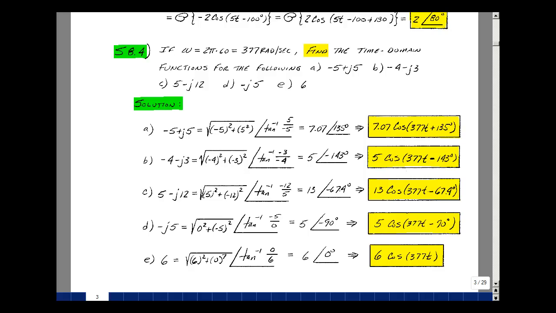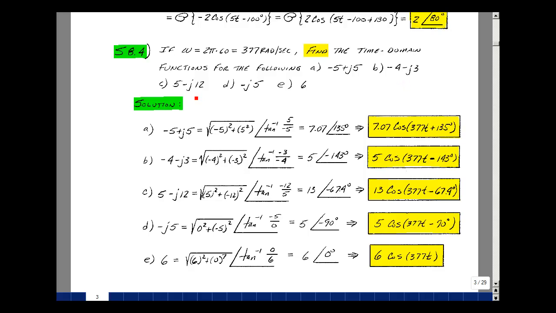To do that, we need to know the frequency of our original cosine function. Suppose it's 60 hertz, and that would be 377 radians per second. Suppose you have the following frequency domain results. Minus 5 plus J5, that would be in the second quadrant. Minus 4 minus J3, that would be in the third quadrant.